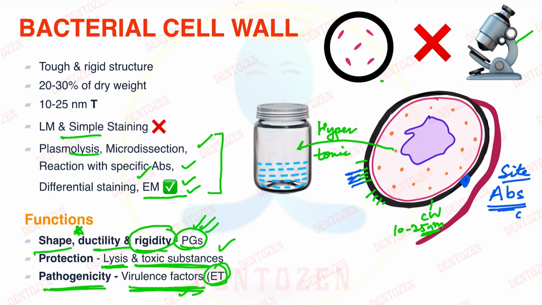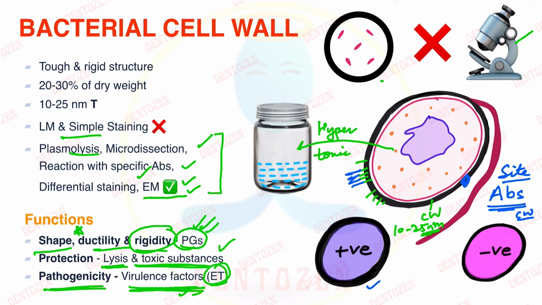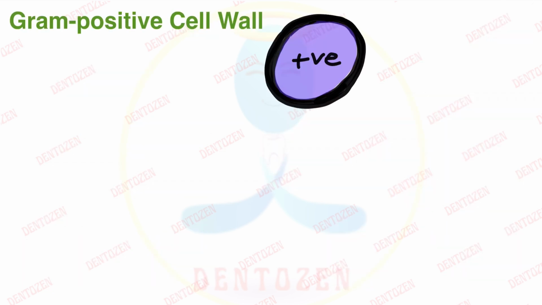Now as bacteria can be of two types, gram positive and gram negative, based on their staining properties, we should know the cell wall of each type. So let's first talk about the gram positive cell wall. An important component is peptidoglycan, but it is thicker than that in gram negative. About 50 to 100 layers are there.